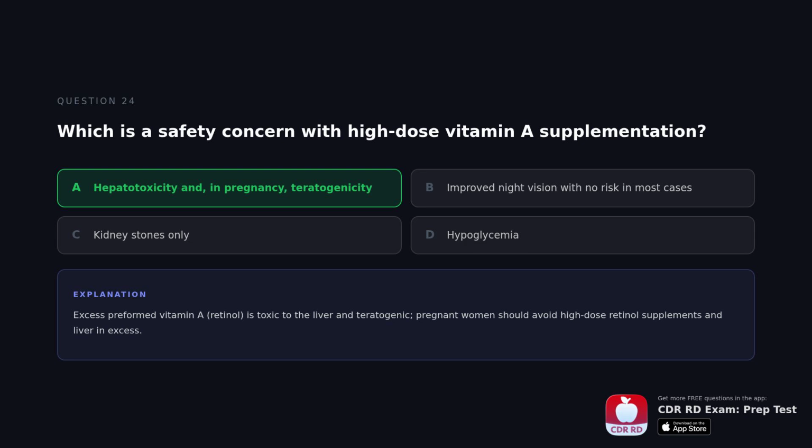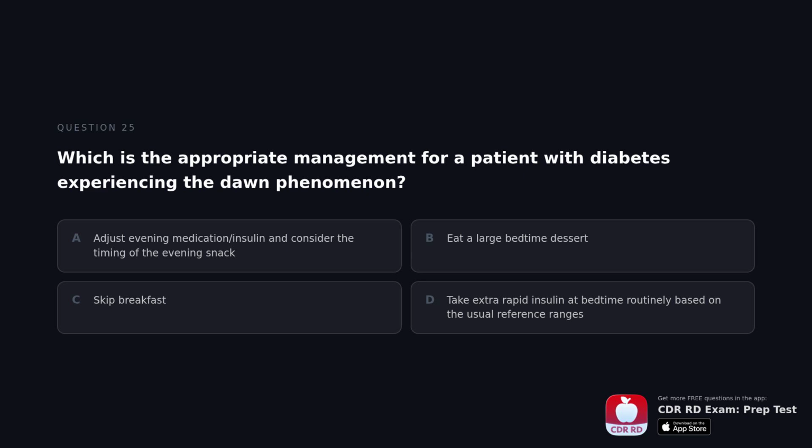The correct answer is hepatotoxicity and, in pregnancy, teratogenicity. Excess preformed vitamin A, retinol, is toxic to the liver and teratogenic. Pregnant women should avoid high-dose retinol supplements and liver in excess. Which is the appropriate management for a patient with diabetes experiencing the dawn phenomenon?